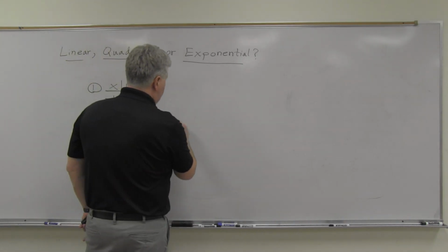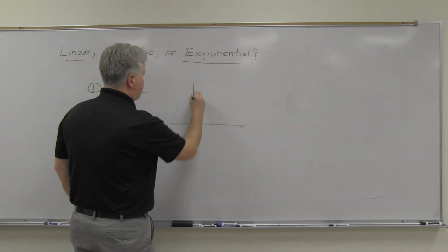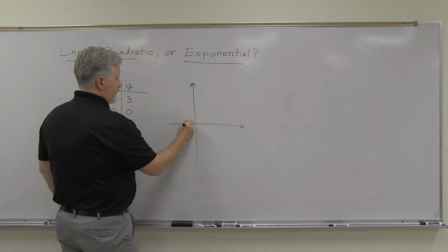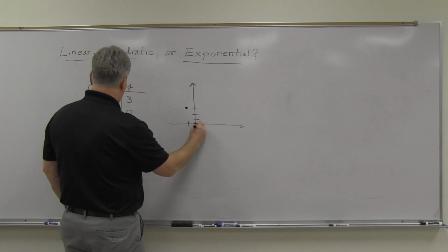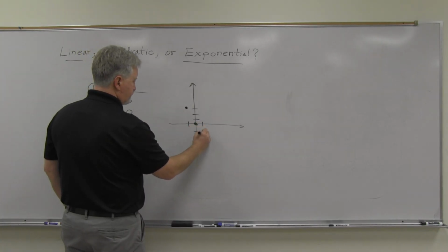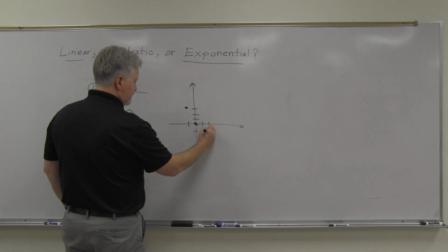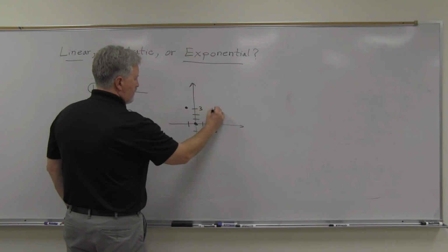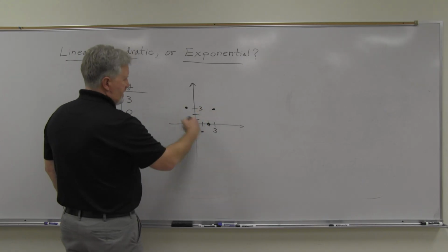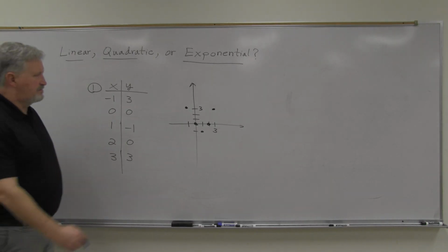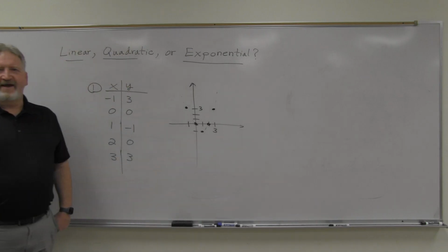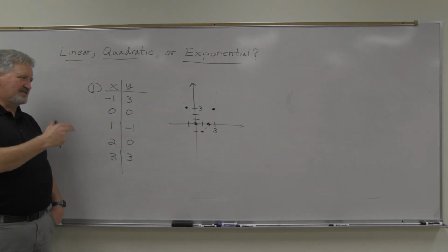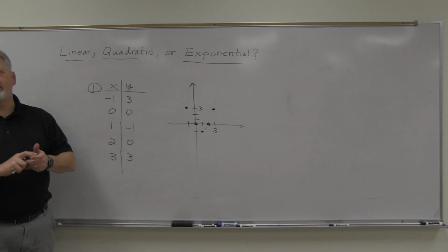plot it in the XY coordinate system. So we've got -1 and 3, 0, 0, 1 and -1, and then 2, 0, and then 3, 3. I don't think they have you connect the dots, but if I did connect the dots, what am I looking at? What shape are you seeing there out of these three possibilities?